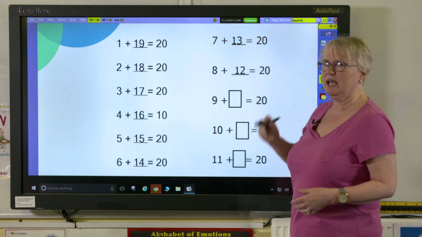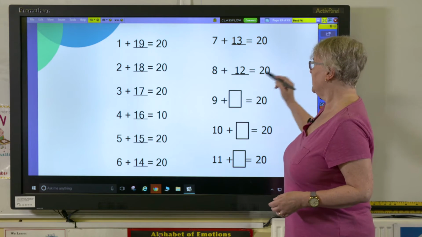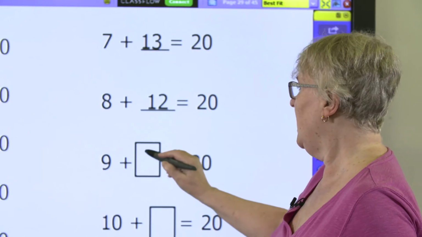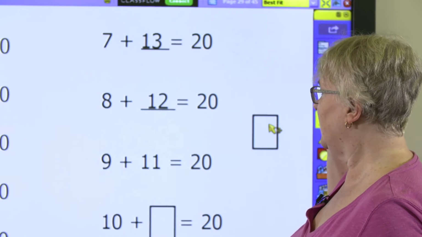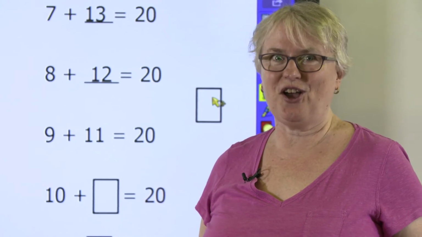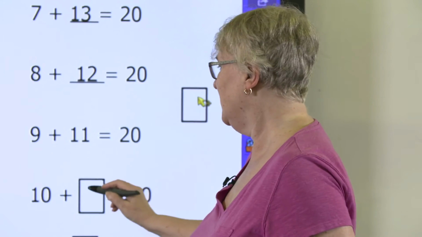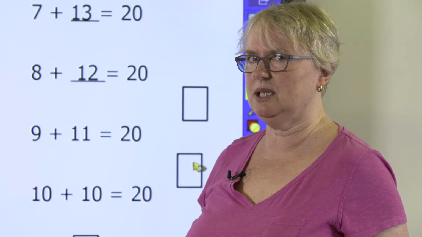Around about here is where you need to take care, because they'll say 8 add 12 is 20, then we'll have 9 and 11 is 20. When we get to the middle section, a lot of them will already be able to tell you that 10 and 10 are 20, but then you're going to have to tell them to take care.